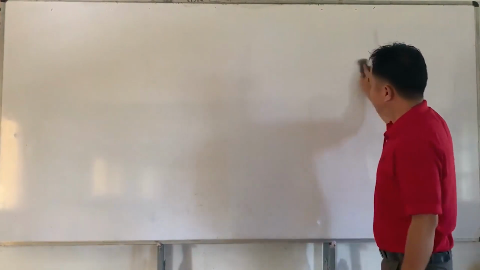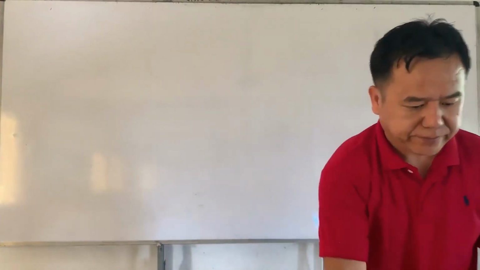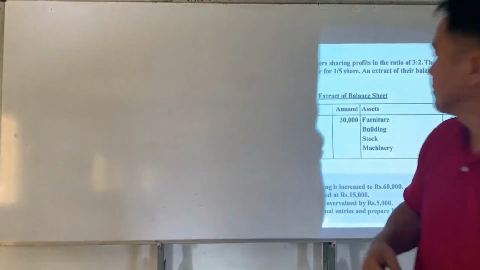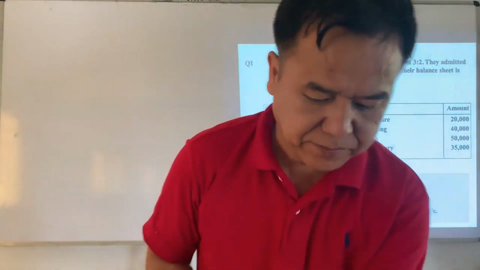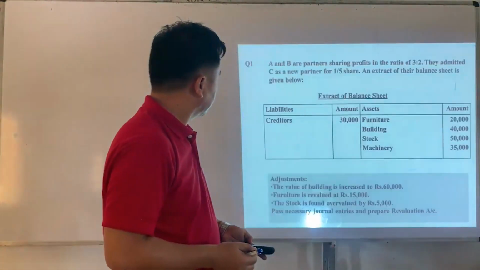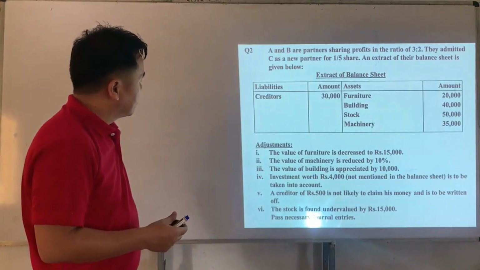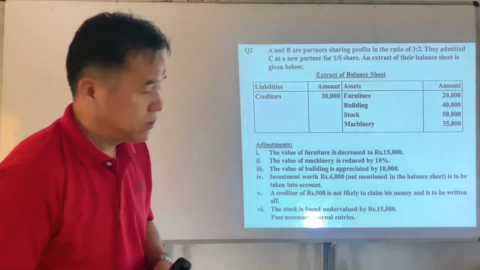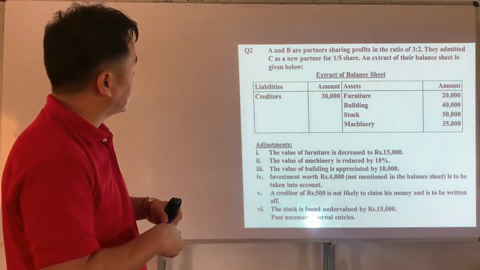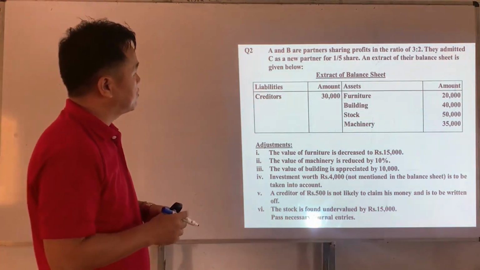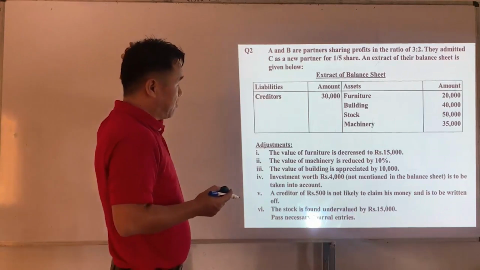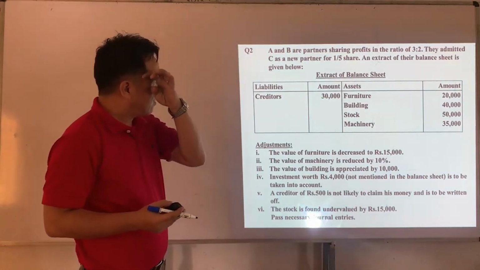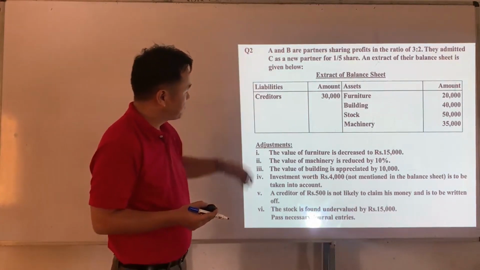Okay, now we are going to solve the second question. A and B are partners sharing profit in a ratio of 3:2. They admit C as a new partner for a 1/5 share. An extract of their balance sheet is given below.